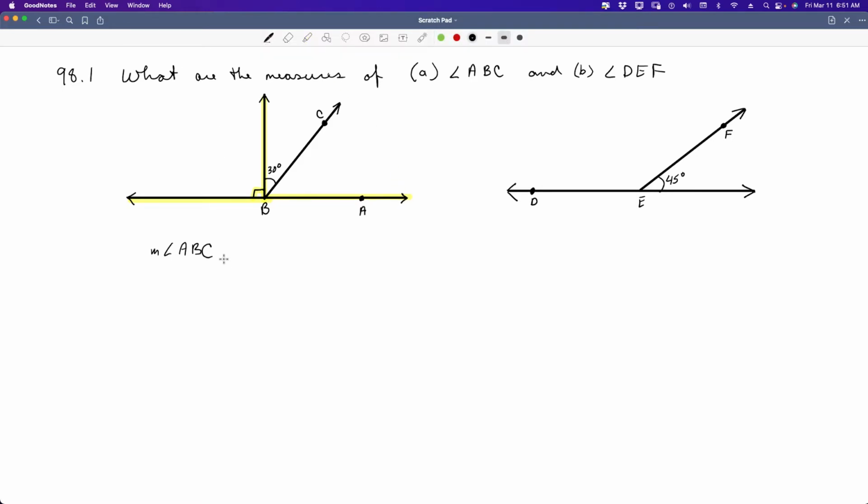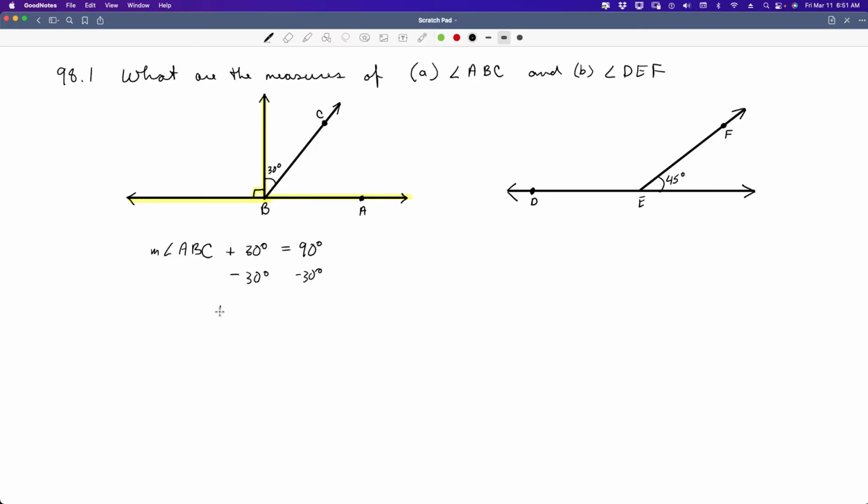So we can say that the measure of angle ABC, which is this one, plus the 30-degree angle here equals 90 degrees, because this is a right angle. And a right angle is 90 degrees, and these two angles together are complementary, and the addition of these two angles together makes 90 degrees. So now we treat this just like we do any other equation, and we subtract 30 from both sides.